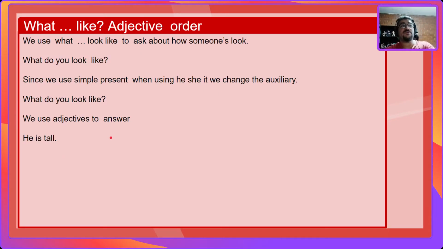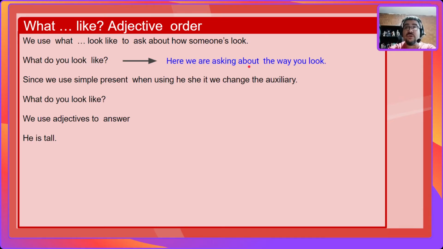Talking about adjectives, we also use another form of "like" with the adjective order. We also use "look like" to ask about someone's look. What do you look like? Here we're asking about the way you look. Since we use simple present when using he, she, it, we change the auxiliary. What do you look like? What does he look like? We also use adjectives to answer.